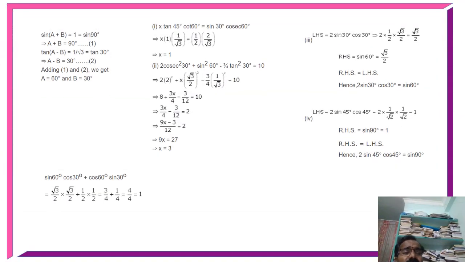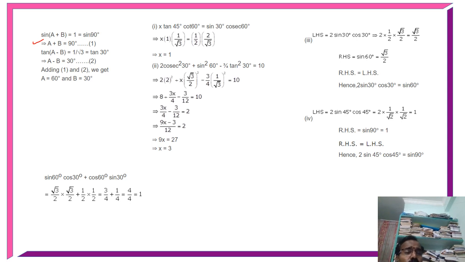In the next slide it is given, if sin (a plus b) is 1 and tan (a minus b) is 1 by root 3, find a and b. Simple, students. Sin (a plus b) is 1. 1 is defined as sin 90. When sin (a plus b) equals sin 90, a plus b will become 90 degrees. Equation 1. Tan (a minus b) equals 1 by root 3. In the tan table, 1 by root 3 is at tan 30. So tan (a minus b) equals tan 30 means a minus b is 30 degrees.